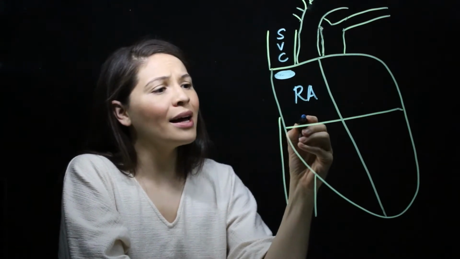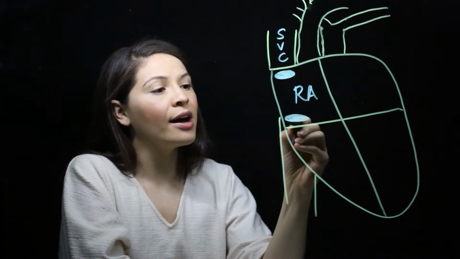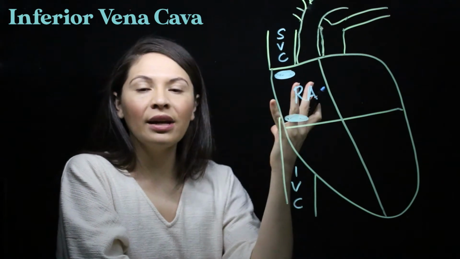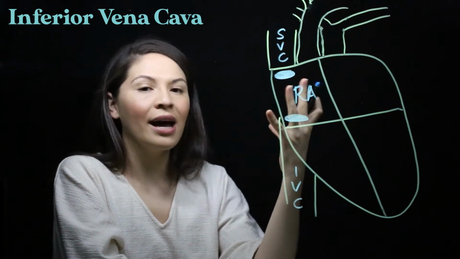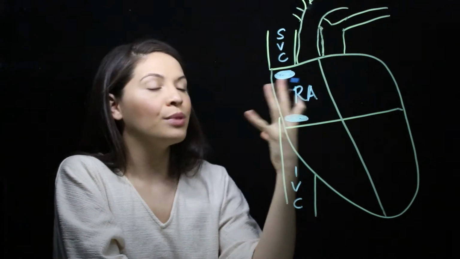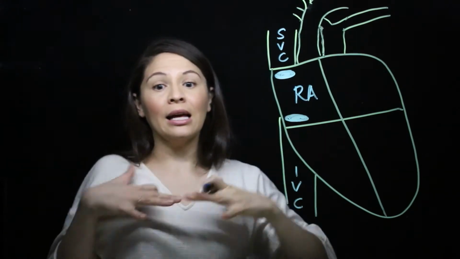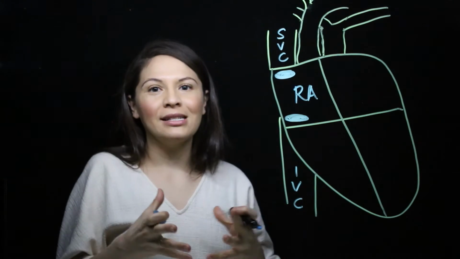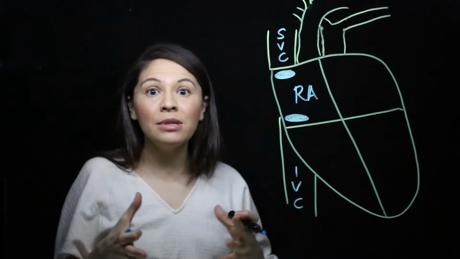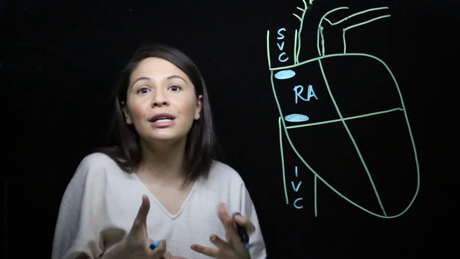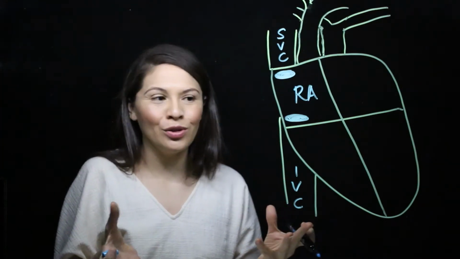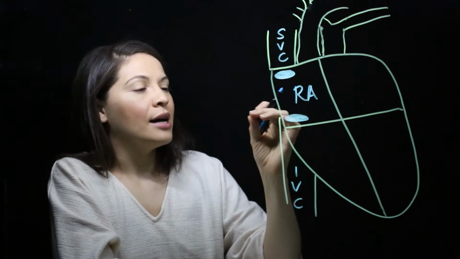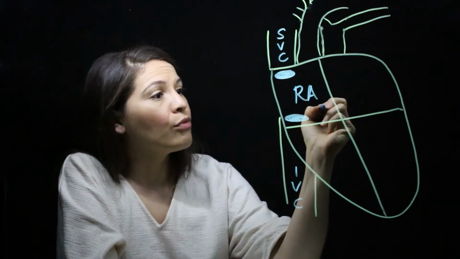Then we also have blood entering into the right atrium via the inferior vena cava. And the inferior vena cava, again, is a really large vein, and this is going to be draining the blood from the rest of your body. So anything essentially below your heart. So that would be the rest of your thoracic cage, your abdomen, your pelvis, lower limb, all the way down to your toes. Then lastly, we have another blood supply draining into the right atrium.